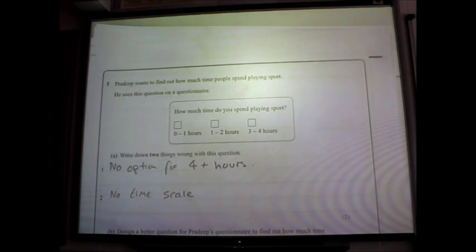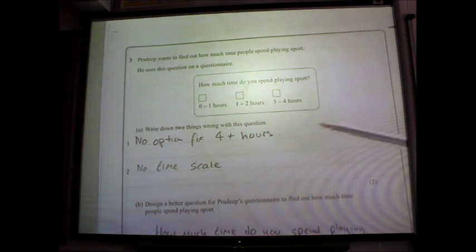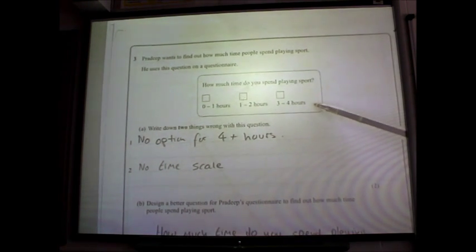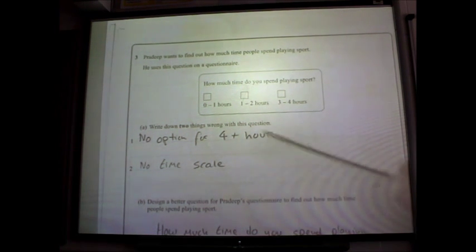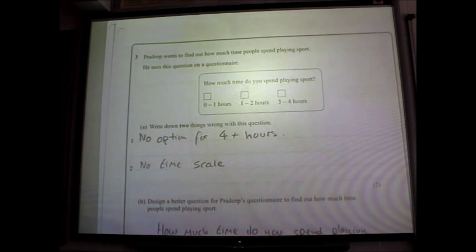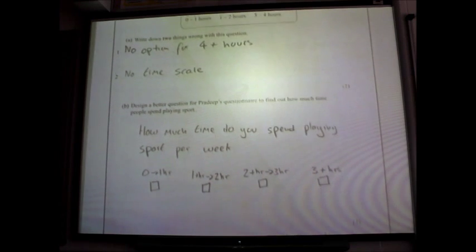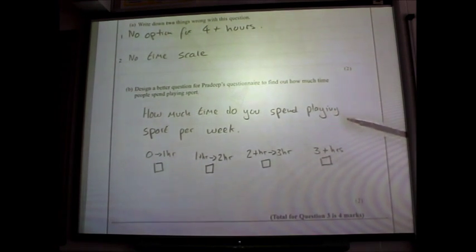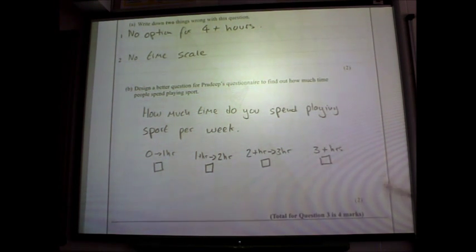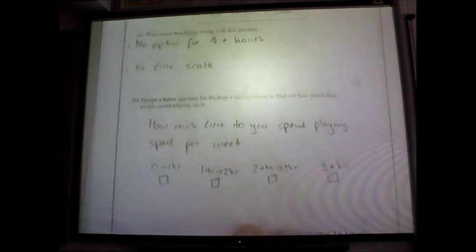What's wrong with this questionnaire? There is no option for more than 4 hours if you do sport, and there's no time scale. It should say how much time do you spend playing sport per week or per month, for example. So a better one is down here. How much time do you spend playing sport per week? I put 0 to 1 hours, 1 plus to 2 hours, 2 plus to 3 hours, and 3 hours plus, and that will get you the full marks. You must say per week or per month. Don't use per day, because I think that's too short a time scale to use.